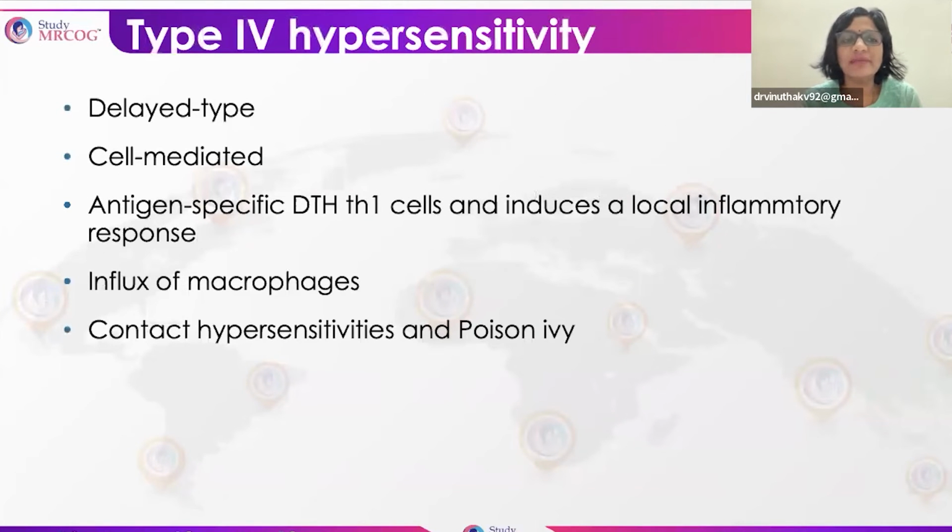Coming to type 4 hypersensitivity reaction. It is a delayed type of reaction. This is the only one which is cell mediated. So here, what is the cell which is mediating this? That is helper T cells. This induces a local inflammatory response. There will be influx of macrophages. The best example for this is contact dermatitis or poison ivy.